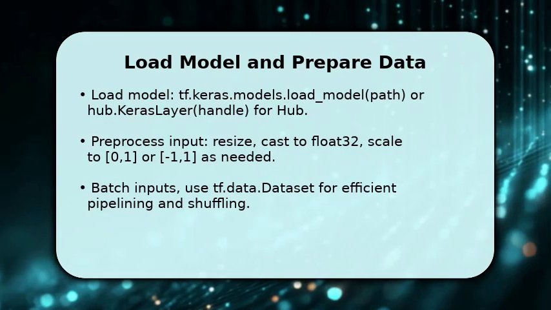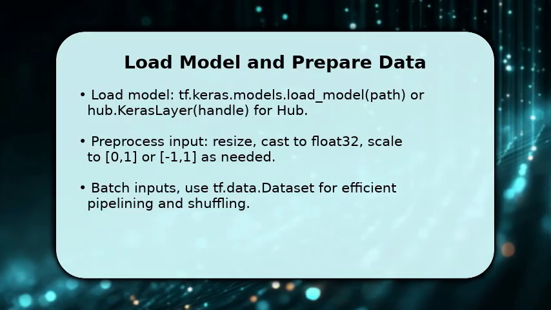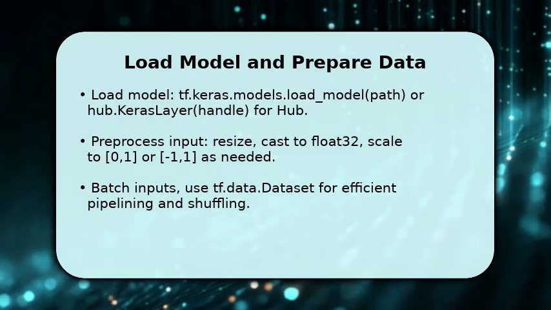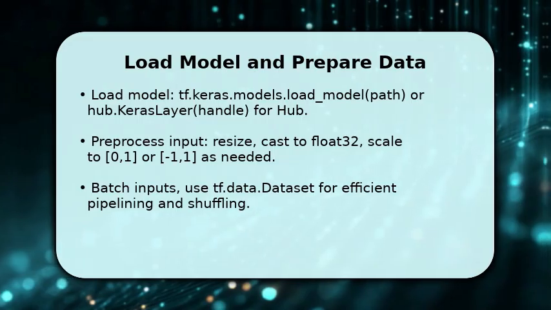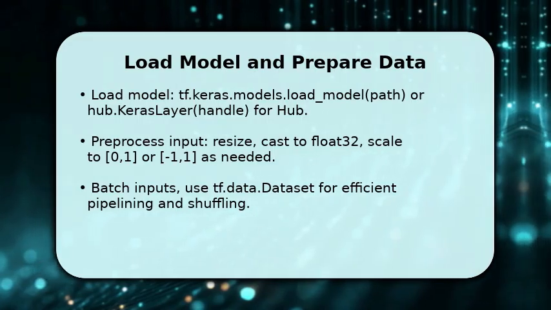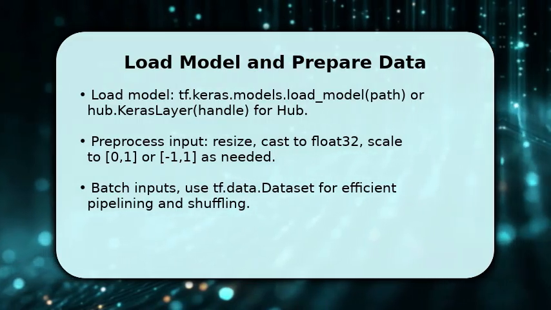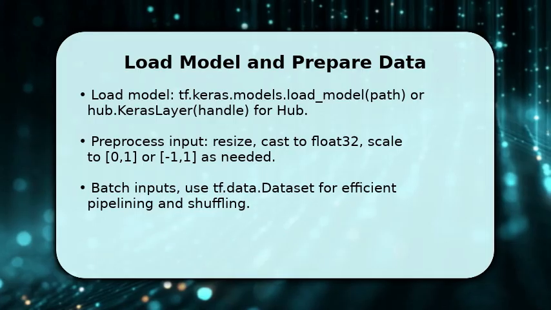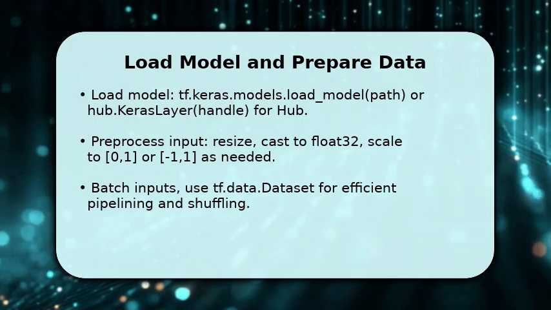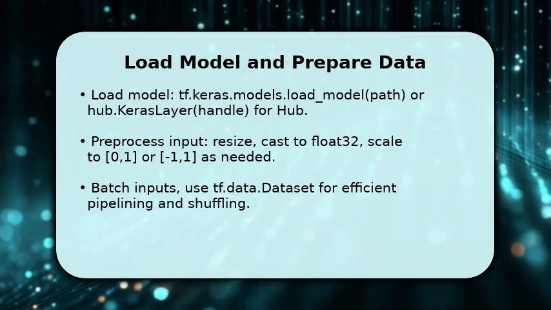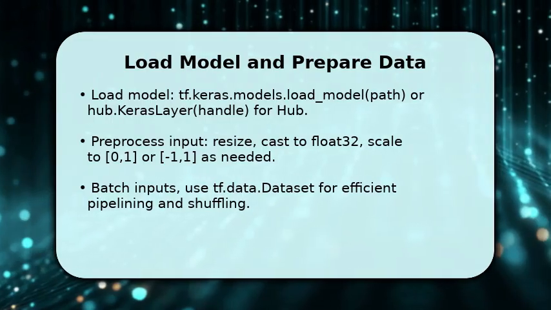Now you load the model and align your data pipeline to it. If using a saved model, call tf.keras.models.load_model with the path. For Hub, wrap the handle in hub.KerasLayer. Then preprocess: resize images, cast to float32 and scale to the model's expected range. Mismatched scaling is a common source of bad outputs.